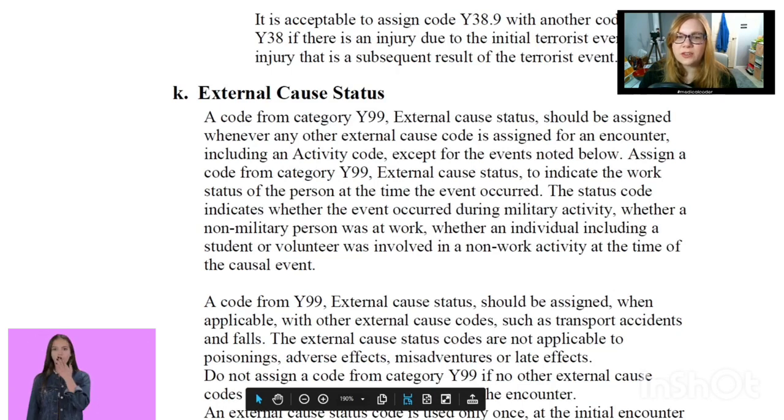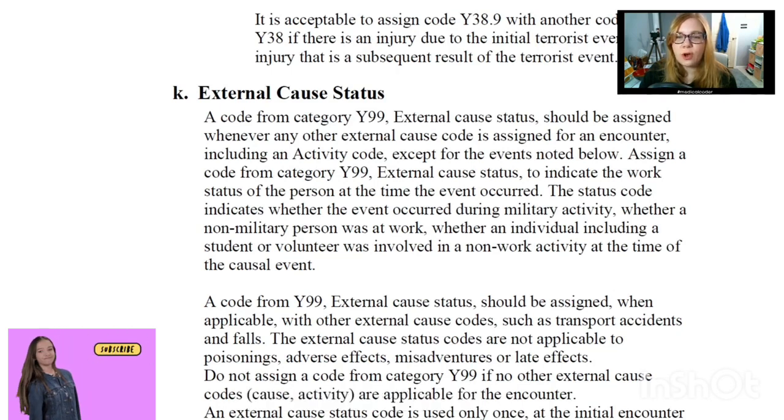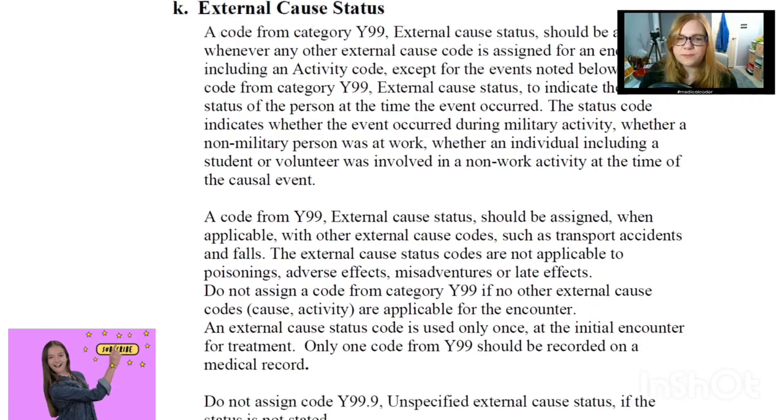External cause status. So a code from category Y99, which is the external cause status, should be assigned whenever any other external cause code is assigned for an encounter, including an activity code, except for when noted as follows. We assign a code from category Y99 external cause status to indicate the work status of the person at the time the event occurred. So the status code indicates whether the event occurred during military activity, whether a non-military person was at work, whether an individual, including a student or volunteer, was involved in a non-work related activity at the time of the causal event.